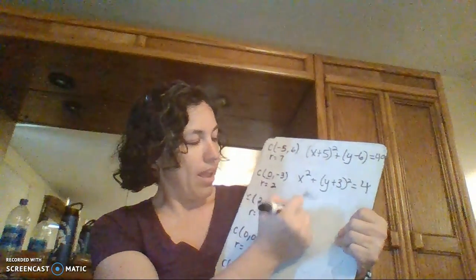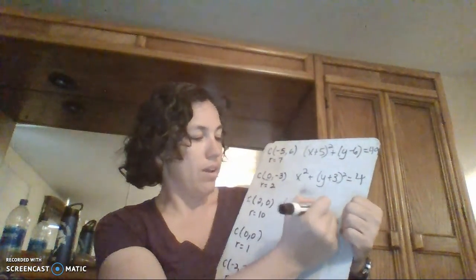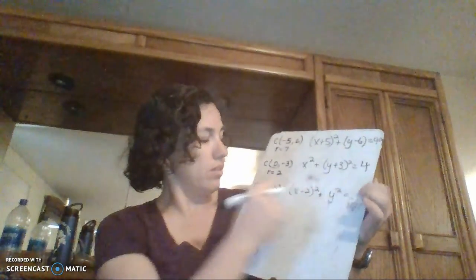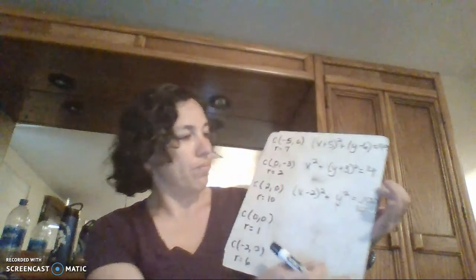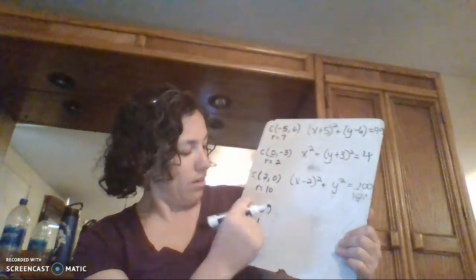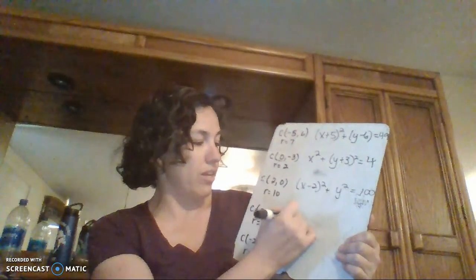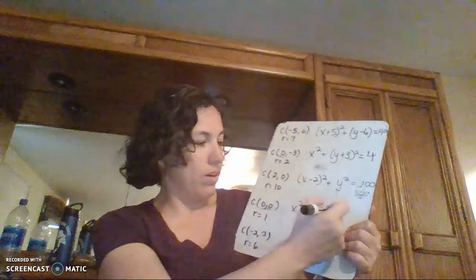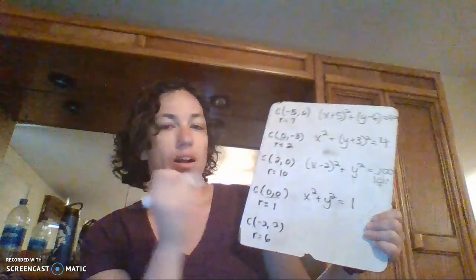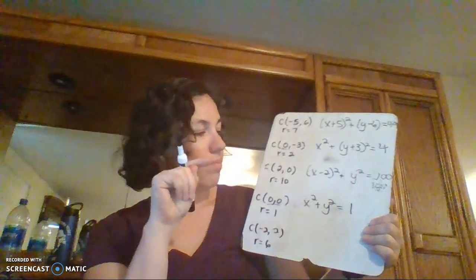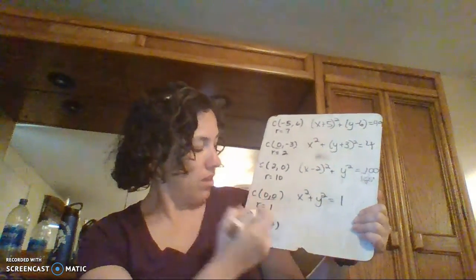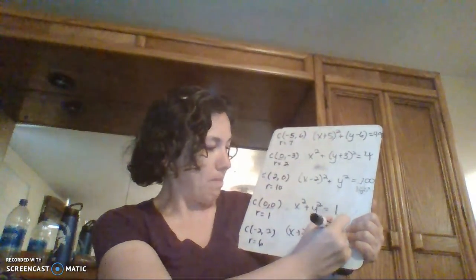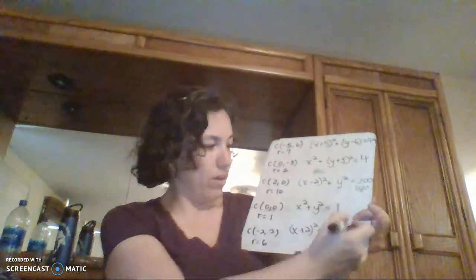Right here I have (x minus 2) in 1. Oh, and this one is 0, so we can just do y squared equals 10 squared, which is 100. Right here, if you have the center at the origin, it's just going to be x squared plus y squared, and that makes it easy. It's going to be equal to 1 squared, and that would be a 1 unit circle right at the center of the graph. This would be (x plus 2) squared and (y minus 2) squared, and 6 squared is 36.